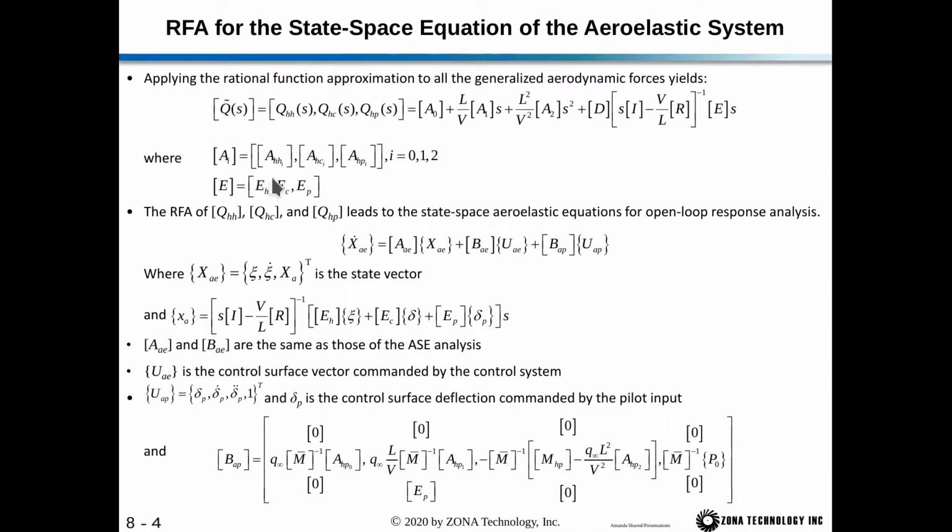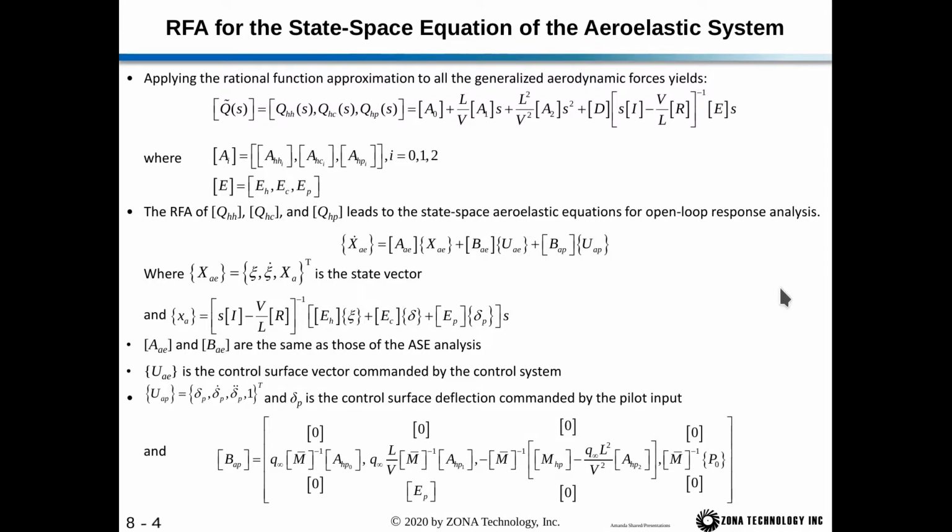So our A is made up of AHH, AHC, and AHP. And remember, AHP is the same as AHC. It's just only those control surfaces that are due to pilot input. AHC is only those control surfaces due to the closed loop controller. And then similarly, E is made up of EH, EC, and EP.